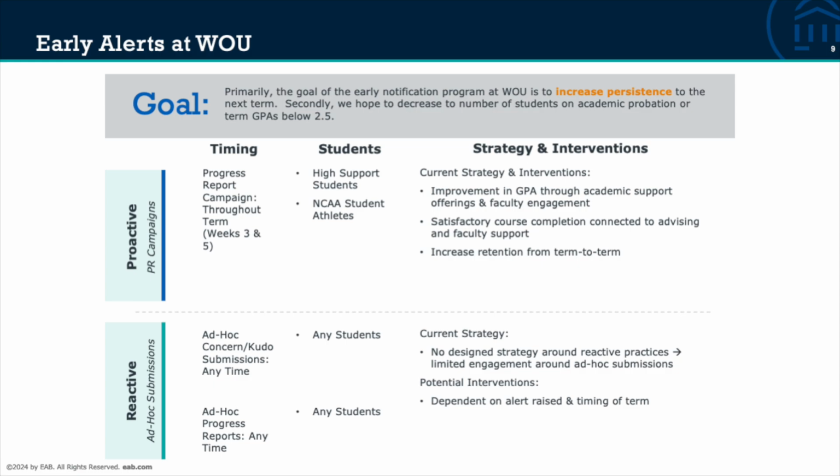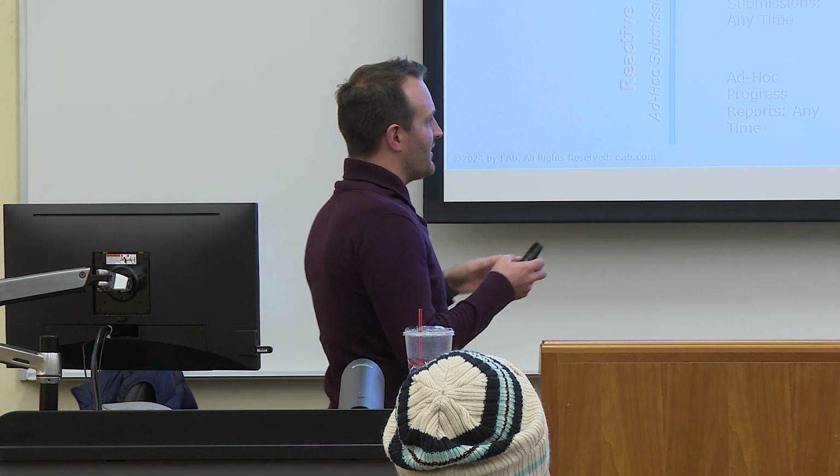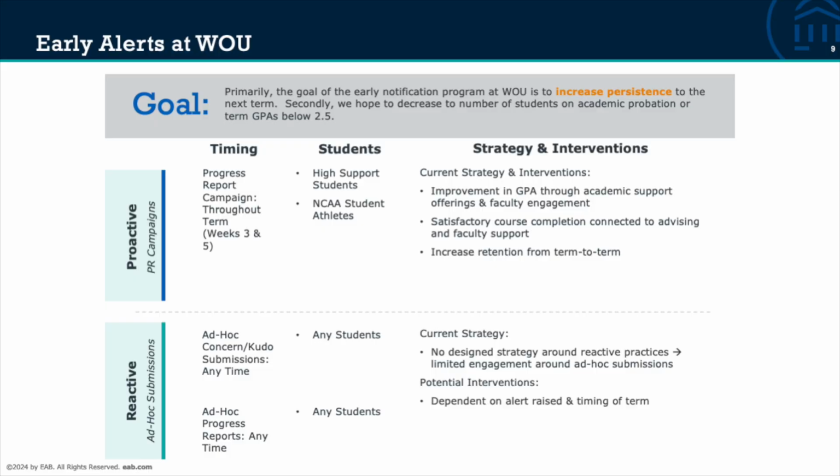And on the reactive side, we talked about some of the ad hoc pieces. Progress reports are more proactive; the other is reactive. At any point in time, a faculty member or staff, even if they are not teaching any of these students, my hunch is most will have a handful of them in each of their classes. But there could be faculty members that don't have any of these students in their classes. If they still have a concern, they can submit those on a reactive basis, following the same process and strategy that we have. But I will say there's no major push around kudos at an institutional level; it tends to be pretty reactive.